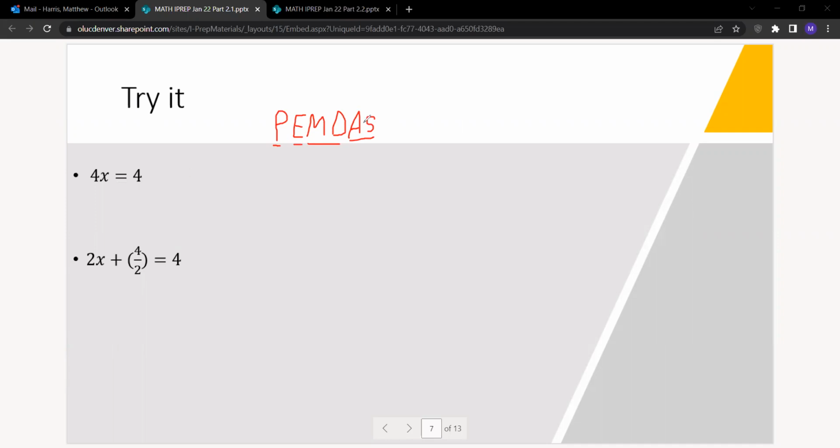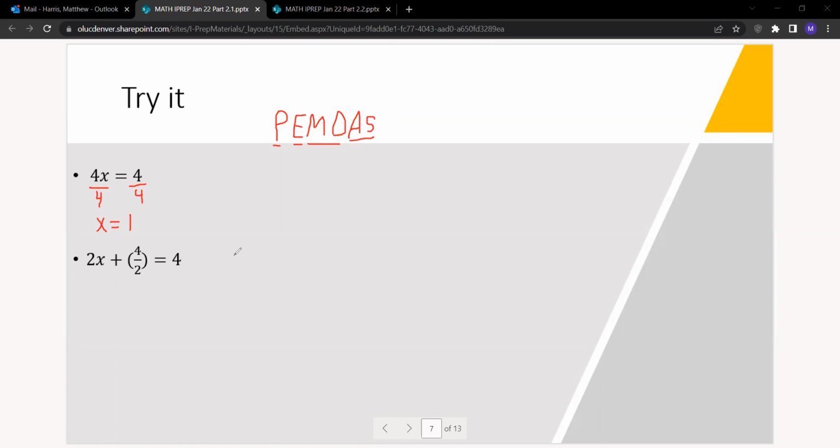Is there any addition or subtraction? No. So next we look at multiplication division. Is there any of that? And in this case, we do have multiplication, 4 times x. So we're going to divide that 4, and we're left with x is equal to 1. Awesome. So let's go ahead and move on to the next one.